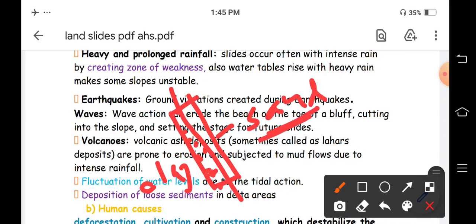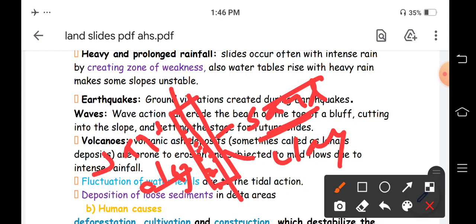Okay, so due to this clay layer, this is a compressible layer, while the sand layer is permeable, which means water can percolate through it. Here is a clay layer and here is a sand layer.